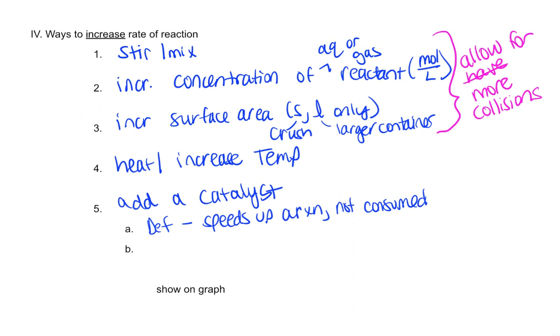The heat and increasing temperature, this actually works in two different ways. If you heat something up, the particles are going to move faster on average. So again, it is going to allow for more collisions. But since your average energy of each collision is now going to be greater, it also allows for more energetic collisions.